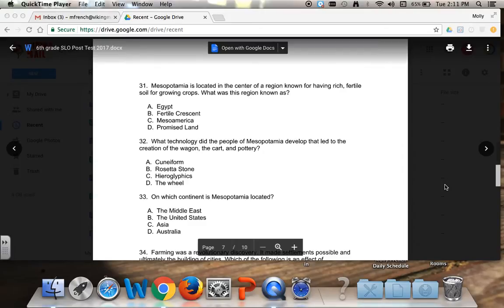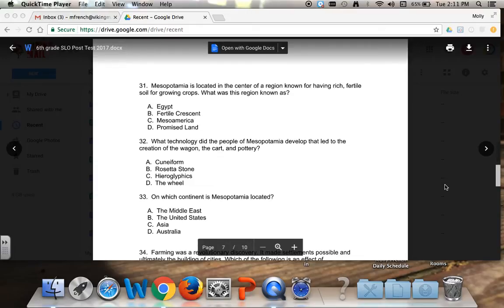Number 32. What technology did the people of Mesopotamia develop that led to the creation of the wagon, the chart, and pottery? A. Cuneiform. B. Rosetta Stone. C. Hieroglyphics. Or D. The wheel.